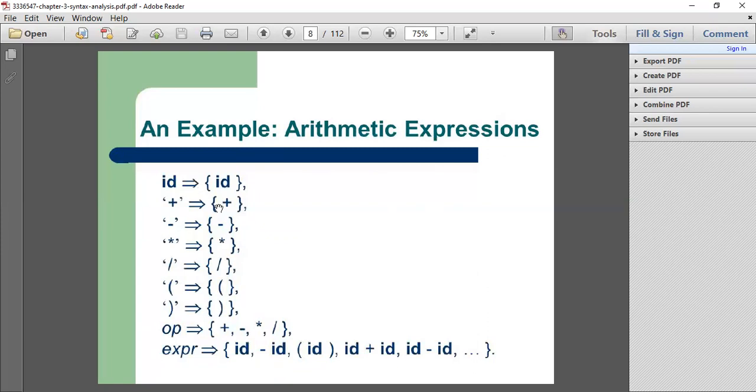Identifiers are written in the program in curly braces, that is identifiers. Plus is written like this. All the special characters are written in curly braces.